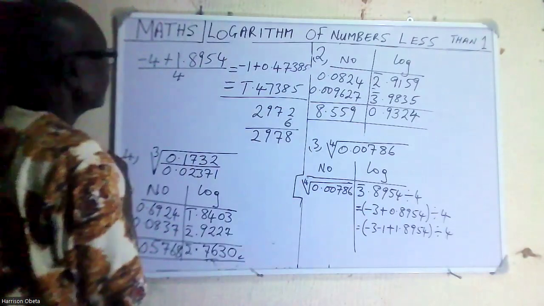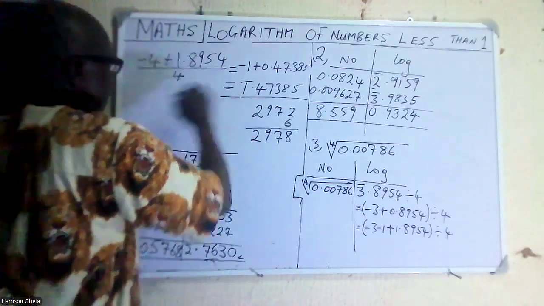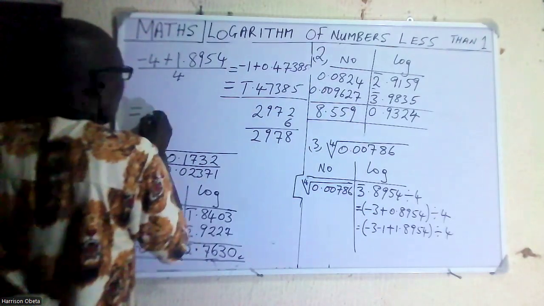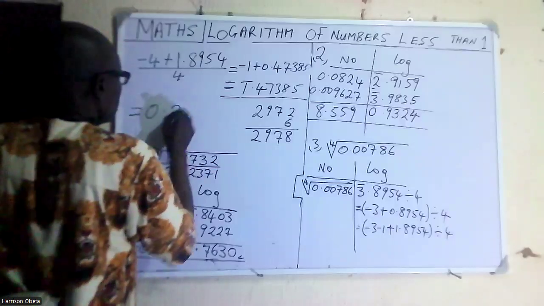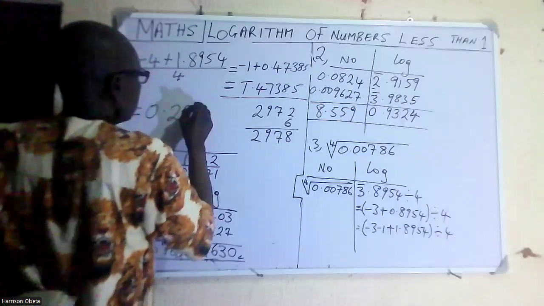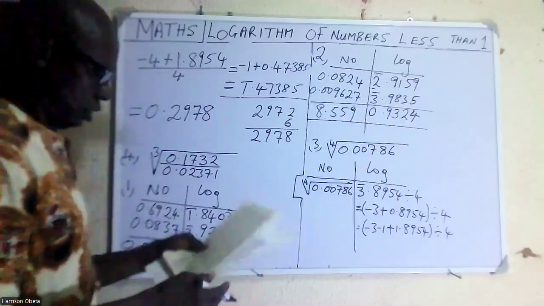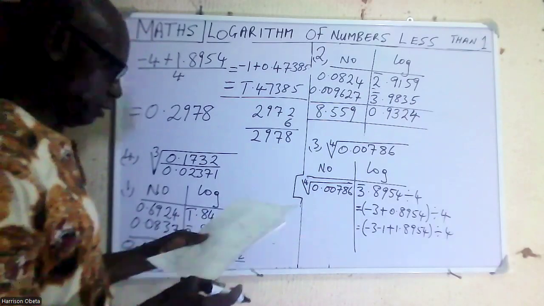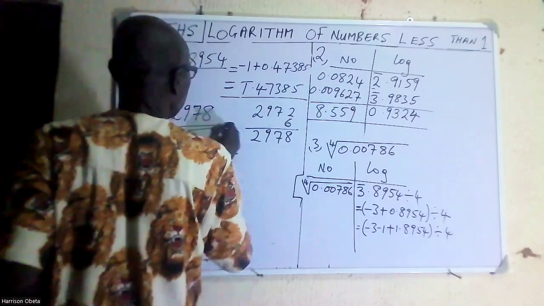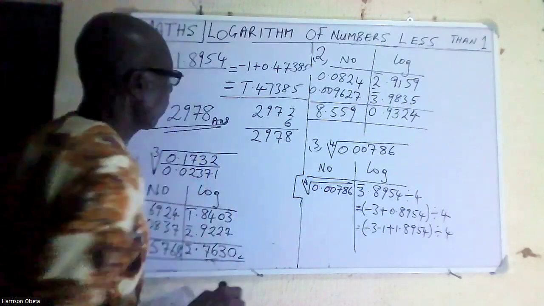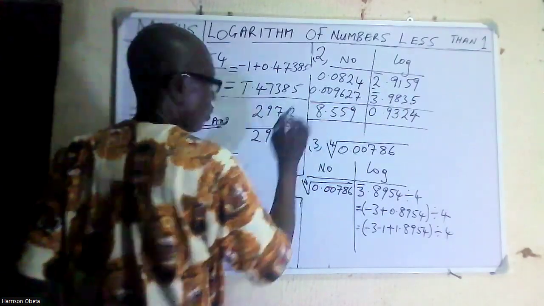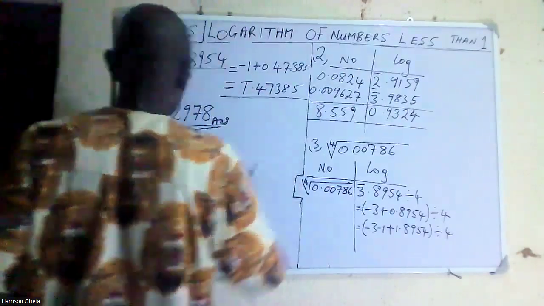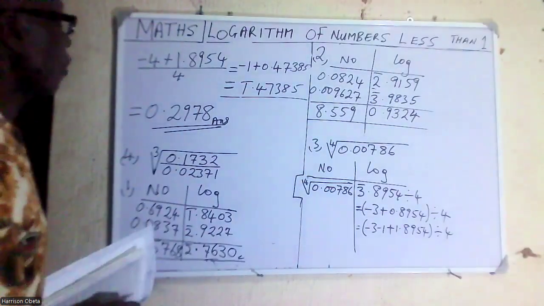But we have to check, this is bar 1. So since it is bar 1, means that our final answer will be 0.2978. 0.2978 as our final answer. So this is the answer to that. Why this is the anti-log. So that is the end of that. We are now going to number 4 quickly.